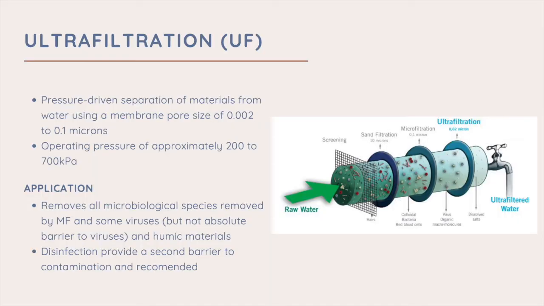Let's move to the next process, which is ultrafiltration. Ultrafiltration is the pressure-driven separation of materials from water using a membrane pore size of 0.002 to 0.1 microns. Its operating pressure is approximately 200 to 700 kilopascal. The application of ultrafiltration is to remove all microbiological species removed by microfiltration, and some viruses, as it is not an absolute barrier to viruses, and humic materials. The combination with disinfection provides a second barrier to contamination and is recommended.